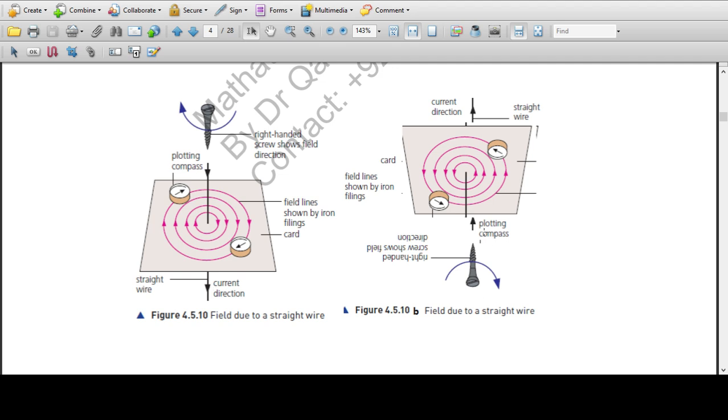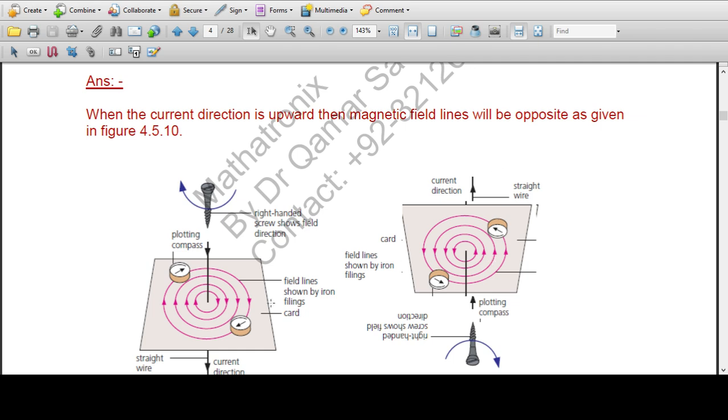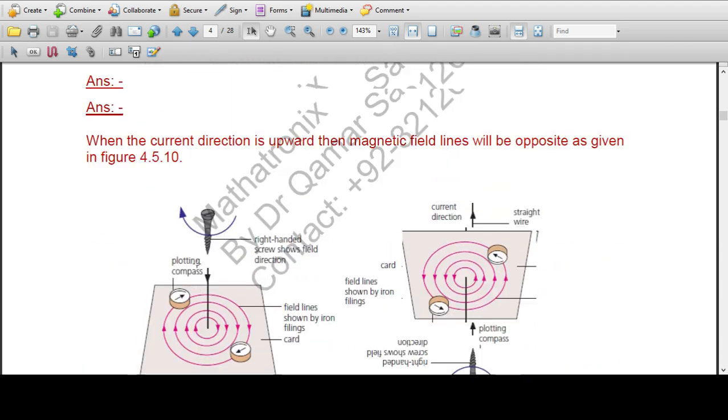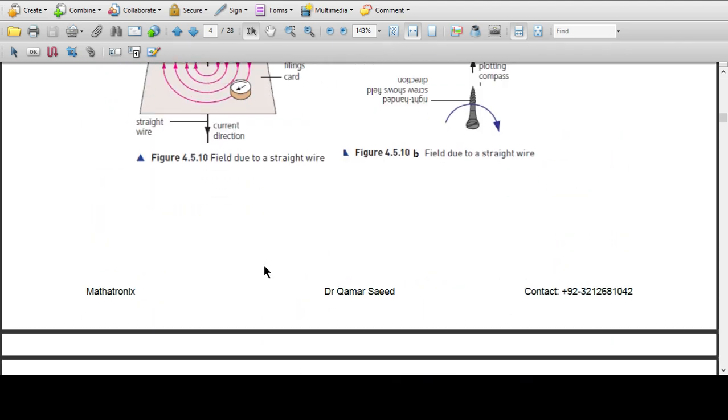So in the upward current, this will be reversed. In the upward direction, the current is going upward, and these fields are moving in the anti-clockwise direction. Anti-clockwise. Here in the downward, it is clockwise. On the upward direction of current, this is anti-clockwise. So this is important.